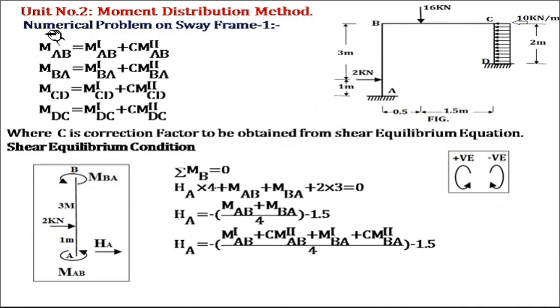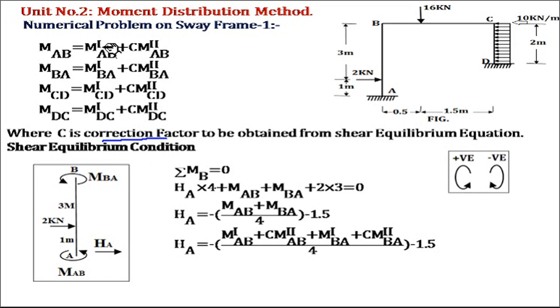Now the next step. The moment in member AB will be equal to the moment due to the non-sway analysis plus C into the moment due to the sway analysis. So for member BA, M1 stands for the non-sway analysis and M2 stands for the sway analysis. Here C is nothing but the correction factor, to be obtained from the shear equilibrium equation.